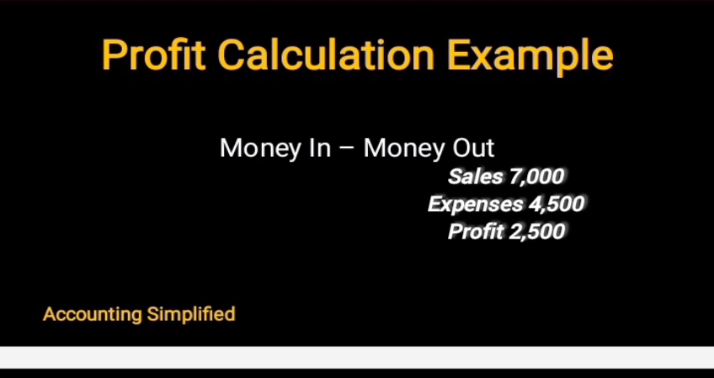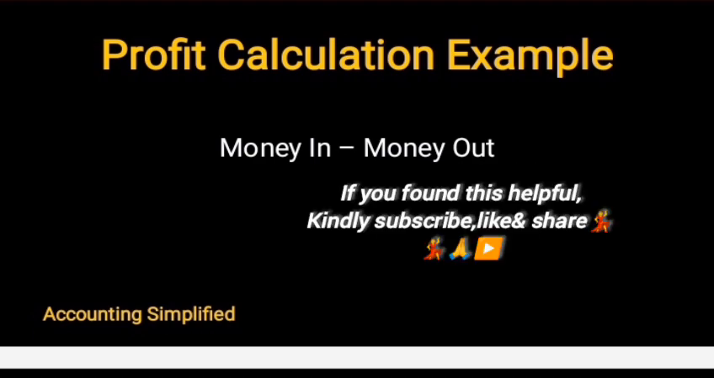If you add that all up together, you have 4,500. So 7,000, which is the money in, minus 4,500 will give you 2,500. So our profit, which is the money that we have left, is how much? 2,500. So that 2,500 is our profit from that business. So with that, you can see that you can calculate your total profits.